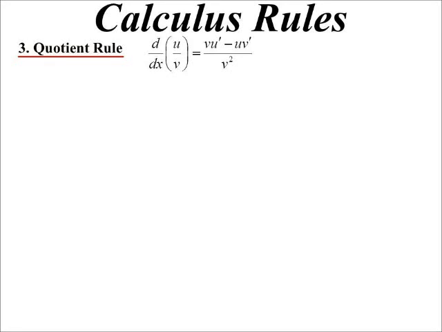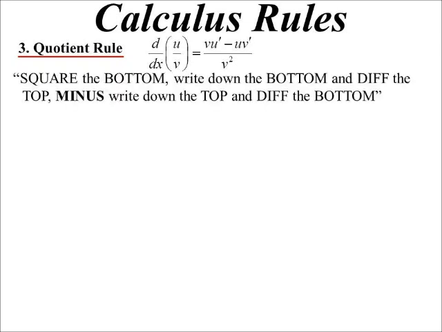The product rule allowed us to differentiate when we have two functions multiplied together. The quotient rule allows us to differentiate when we have two terms divided by. Here it is. Square the bottom, write down the bottom, diff the top, minus write down the top, and diff the bottom. You can have your own competitions if you like, and see who says them the quickest.